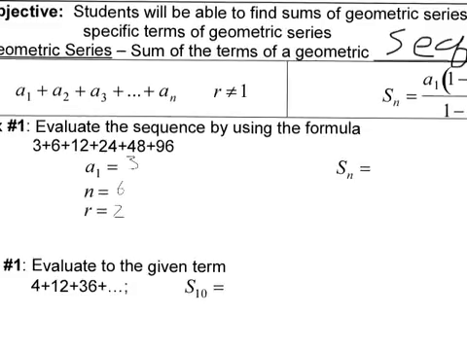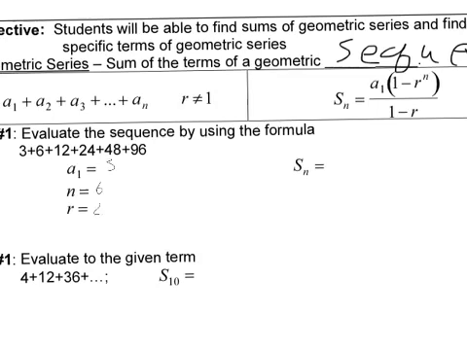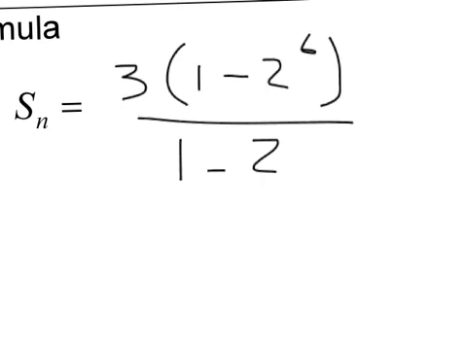Okay, now that we have all that, we're ready to just plug this stuff into our equation. We do our first term, which is 3, times 1 minus r, which is 2, to the nth power, which n is 6 here, close out the parentheses, and then it's 1 minus our r value again, which is 2. Okay, so now let's just work this out. We would get 3 times 1 minus 2 to the 6th power. Well, let's see. 2 to the 4th I know is 16. 2 to the 5th is 32. So 2 to the 6th must be 64. And 1 minus 2 is just negative 1.